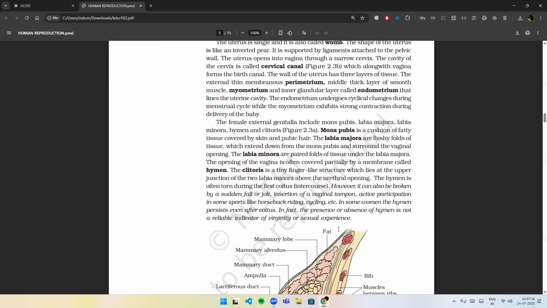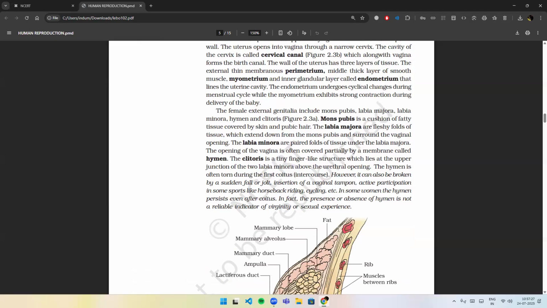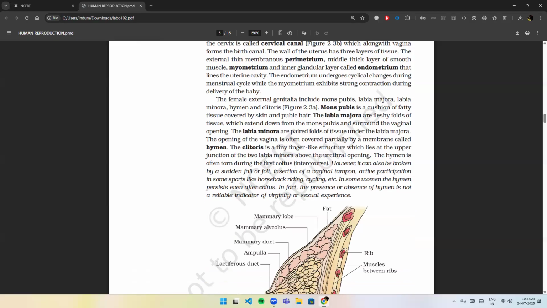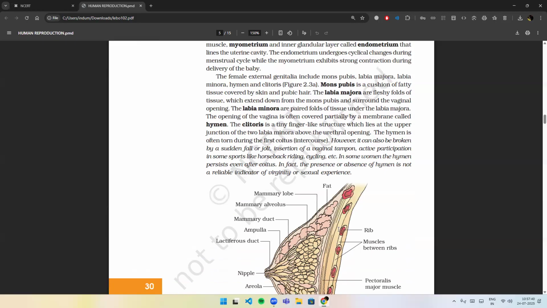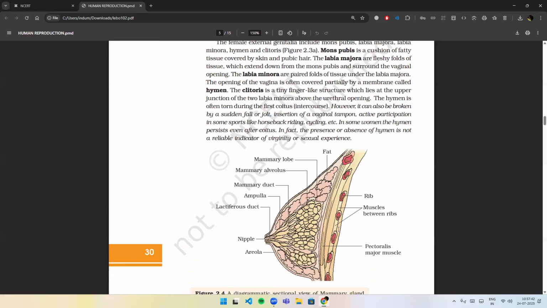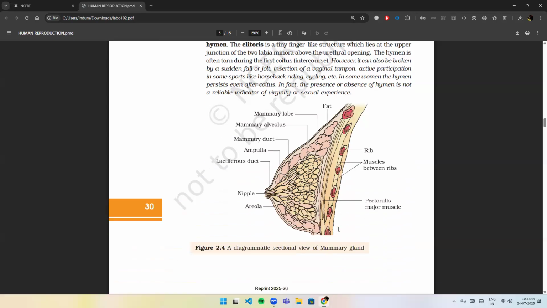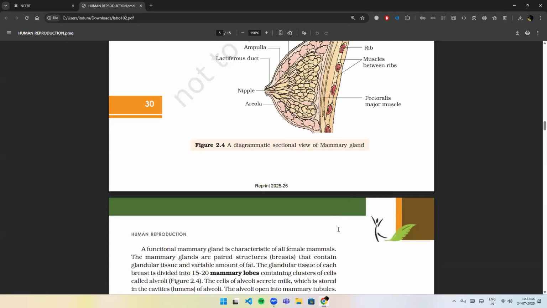The clitoris is a tiny finger-like structure which lies at the upper junction of the two labia minora above the urethral opening. The hymen is often torn during the first coitus. However, it can also be broken by a sudden fall or jolt, insertion of a vaginal tampon, or active participation in some sports like horseback riding, cycling, etc. In some women, the hymen persists even after coitus. In fact, the presence or absence of the hymen is not a reliable indicator of virginity or sexual experience.